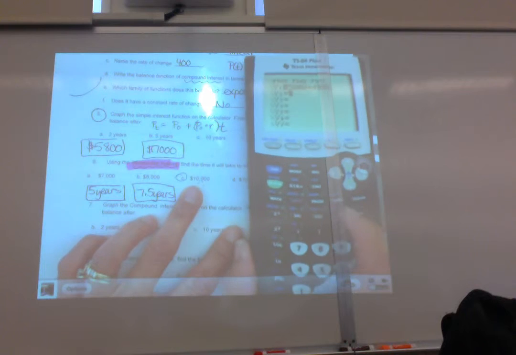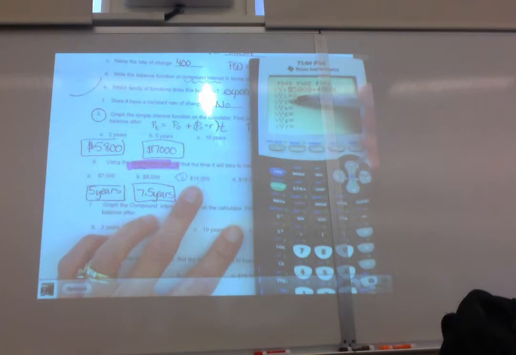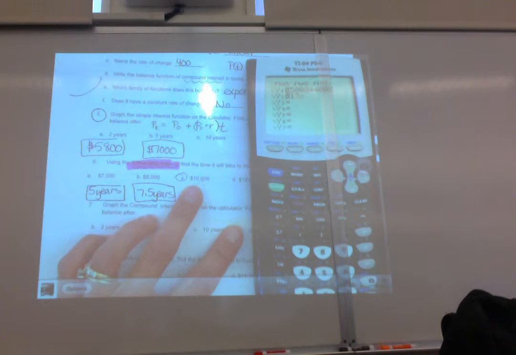All right, let's do it with the intersect feature. In Y2, I'm going to put 10,000. 1, 2, 3, 4 zeros. And then here's how we do intersect. Second calc. Push second calc. Use your calculators. We're going to use intersect feature. So we push 5, enter.